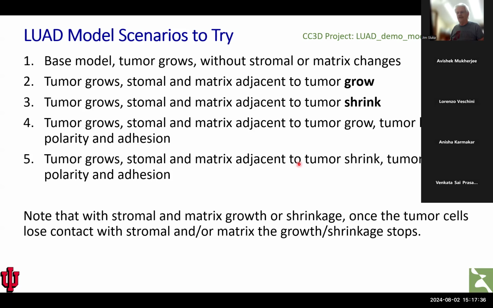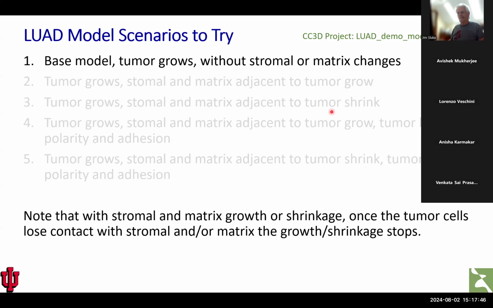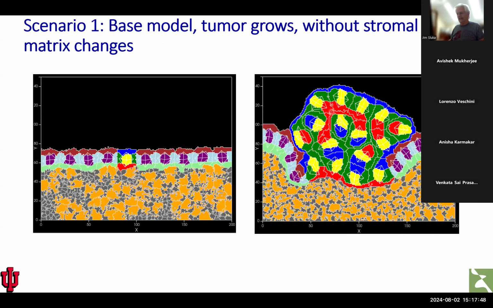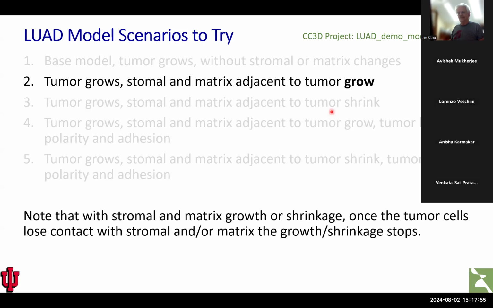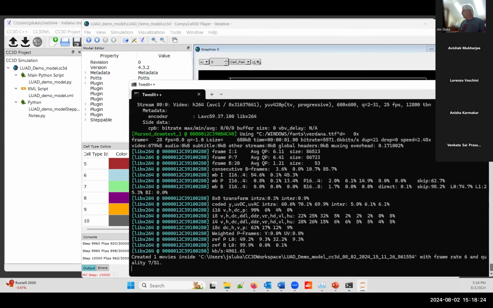So I thought we would try a few different things. This one that's running right now is the base model. The tumor grows, but the stroma and the matrix do not change. And we get this lump that looks sort of like that. And now we'll try a few other samples. So in this case, the tumor grows, and the stroma and the matrix adjacent to the tumor grow as well. Before I go on, I think, so it's making a movie.